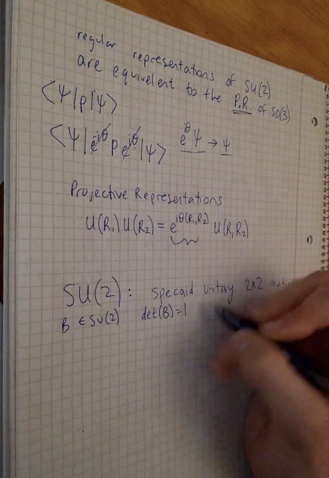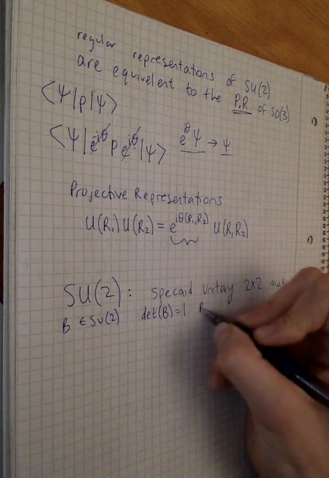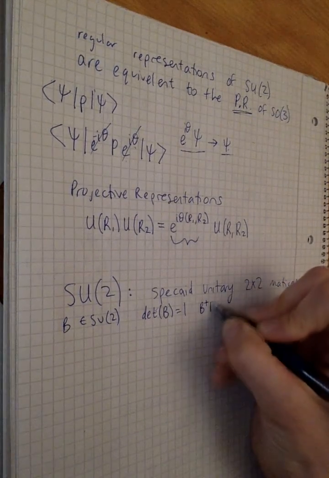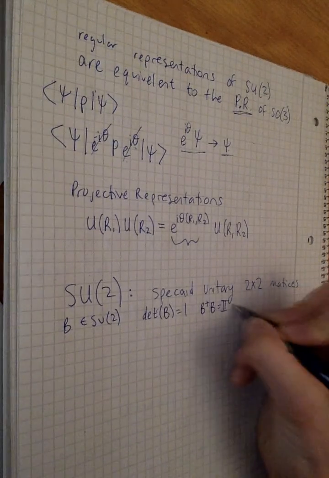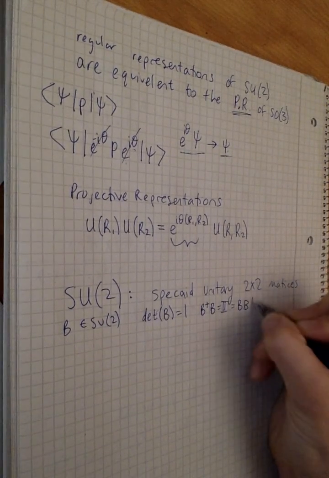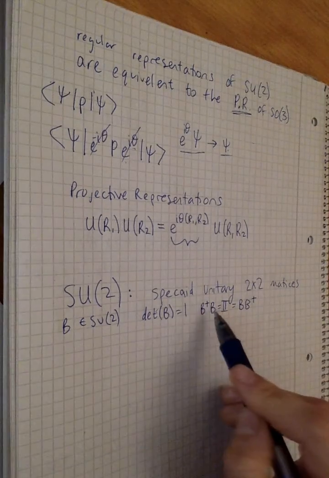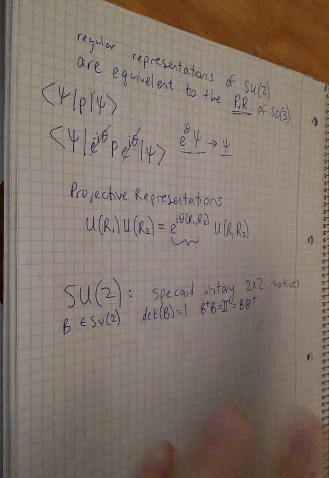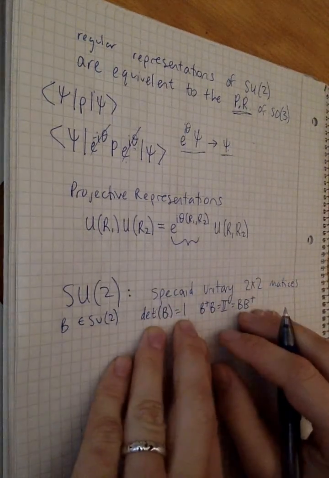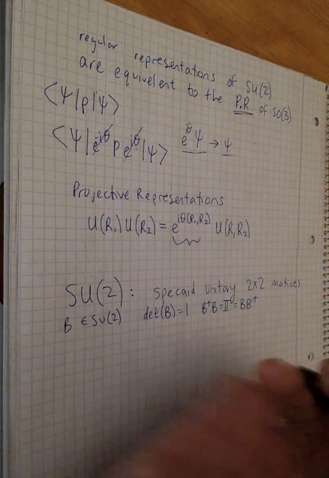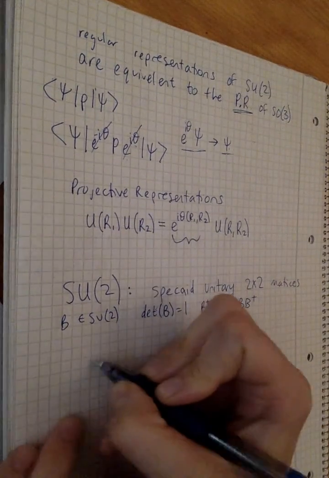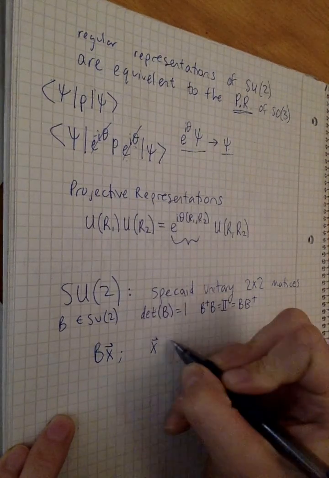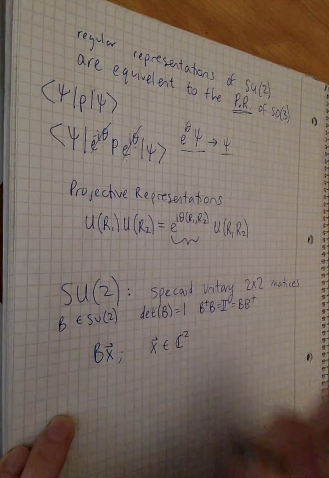Unitary is similar to orthogonal. Unitary means that B dagger B is equal to the identity, where dagger is the transpose conjugate, whereas before we just had the transpose. Before we were working in R3, so we couldn't have a conjugate, but here these B's act on a vector such that this vector is in the complex plane, C2.